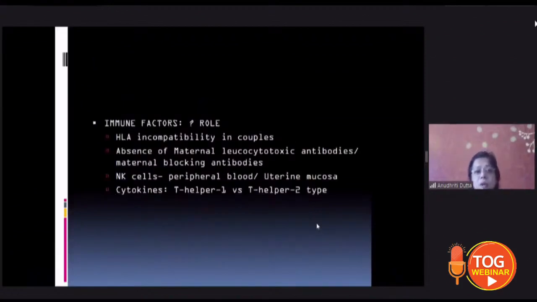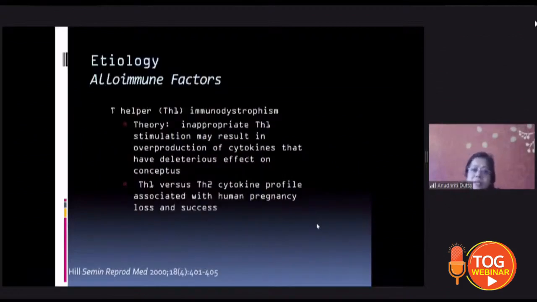So HLA incompatibility in couples, and then as I said, the absence of maternal blocking antibodies, more natural killer cells, and the cytokines, T helper cell 1 versus T helper cell 2. Because T helper cell 1 basically leads to overproduction of cytokines that has a deleterious effect on the fetus. That is, the ratio between these two alters.